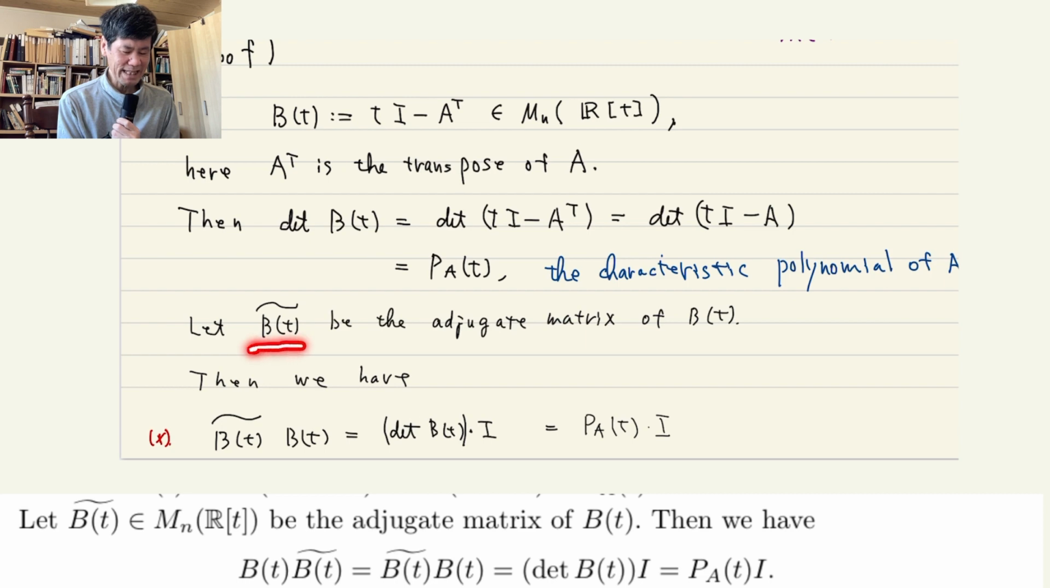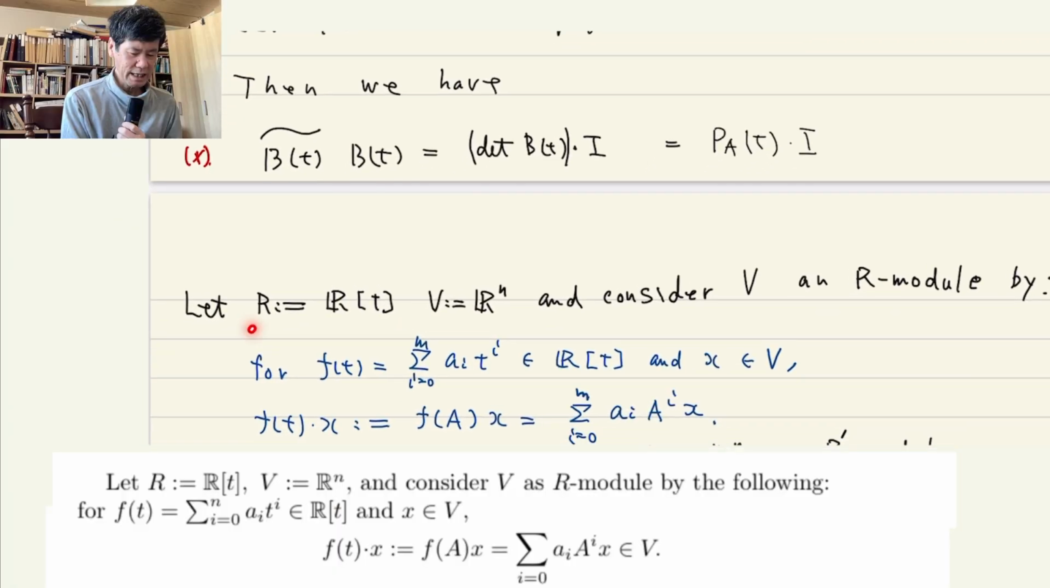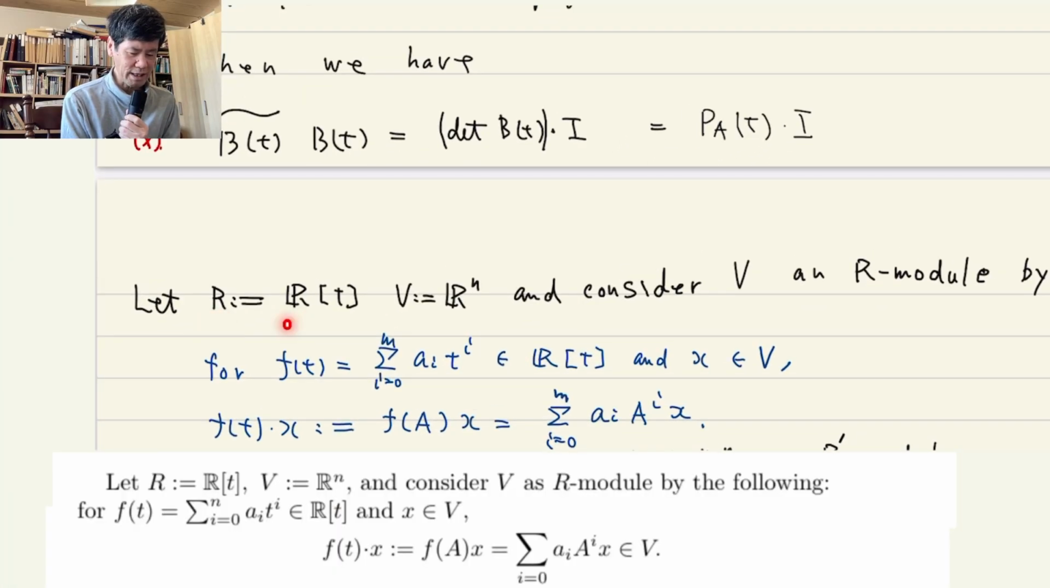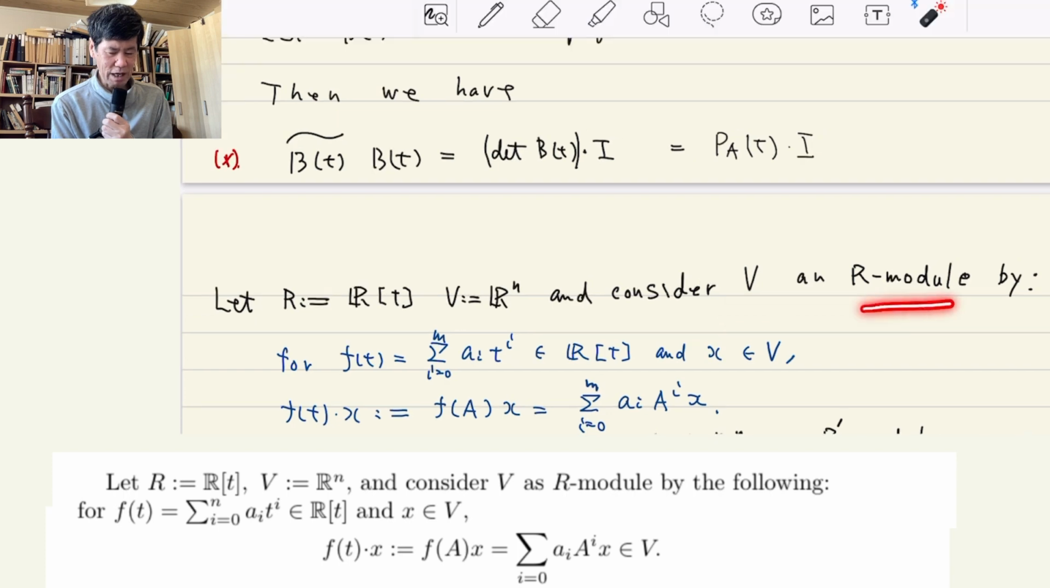Let B(T) tilde be the adjugate matrix of B(T). Then we have B(T) tilde times B(T) is equal to the determinant of B(T) times I, which is equal to P(T) times I. Let R be the polynomial ring R[T], and B be the R^n, n-dimensional vector space, and consider B as an R module by the following.